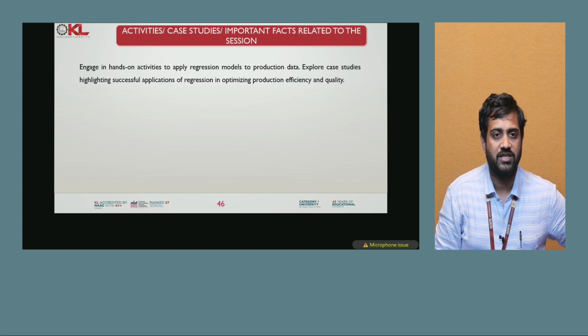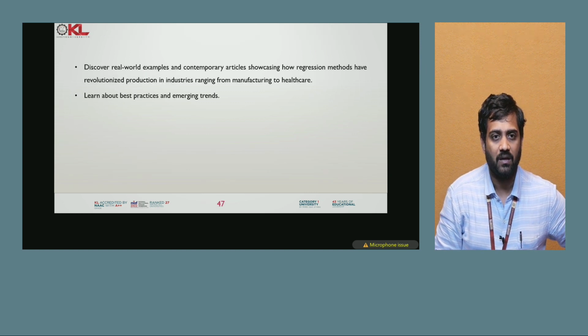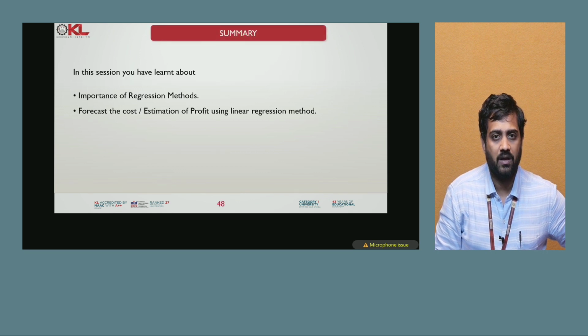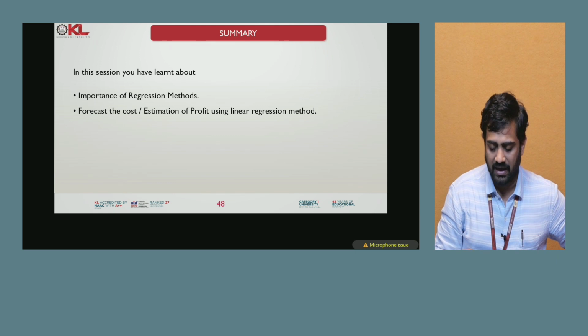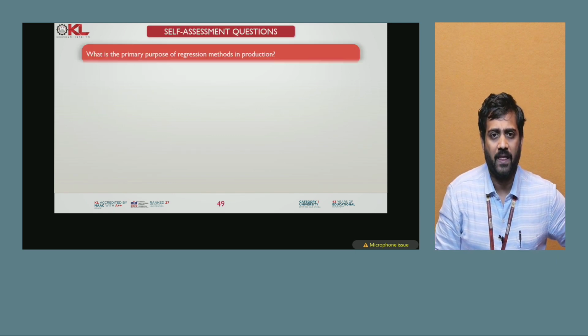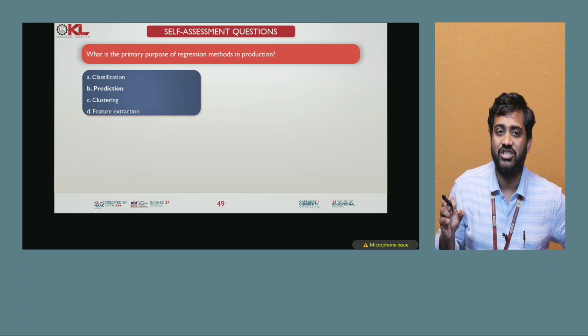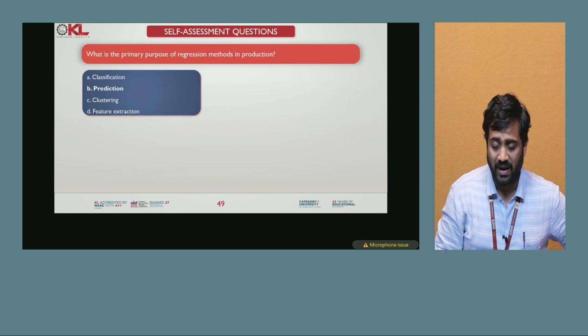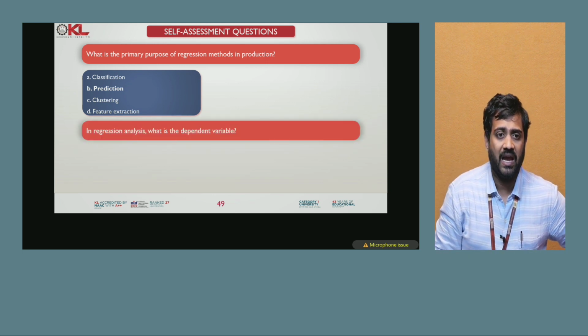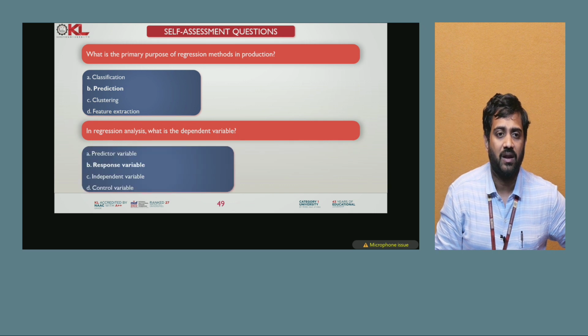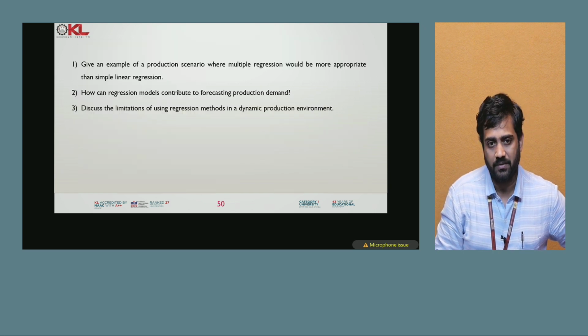Now the activities are mapped to the session examples. Summary: in this session you have learnt about the importance of regression methods, and forecasting the cost or estimating profit using linear regression methods. We discussed examples also. And the self-assessment questions: what is the primary purpose of regression methods in production? Prediction of what is going to happen in future, that is the main purpose. In regression analysis, what is the dependent variable? The response variable is the dependent one.